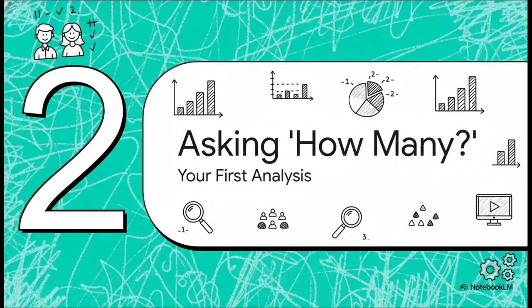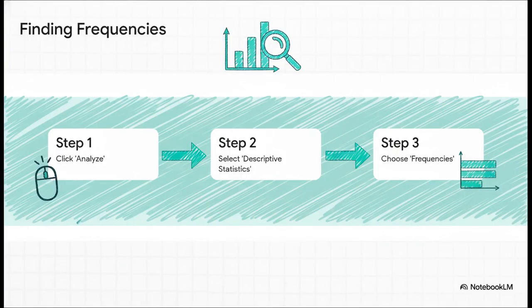All right, now that we've got our data types sorted out, we can ask our first, most basic question. How many? It's that simple. How many males and how many females are actually in our sample? We're going to run what's called a frequency count. And the great thing about SPSS is that this is super easy. All you do is click 3 times. You go to Analyze, then you click on Descriptive Statistics, and finally, you choose Frequencies.